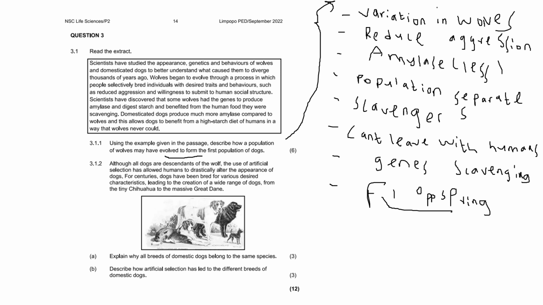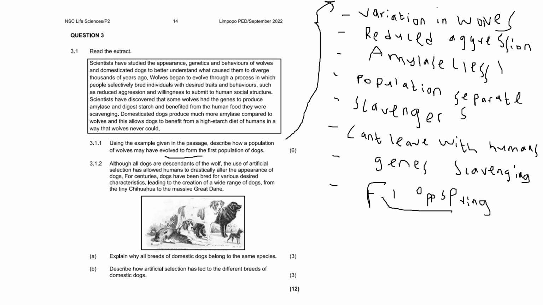So that's how you're going to do them, but in point form. You need to mention that there was variation in wolves and the normal dogs, and then the wolves had reduced aggression and also less ability to produce amylase. Based on that, the population starts separating, and because wolves can't form amylase, they start scavenging, and they can't live with us human beings anymore because they are relying on scavenging.